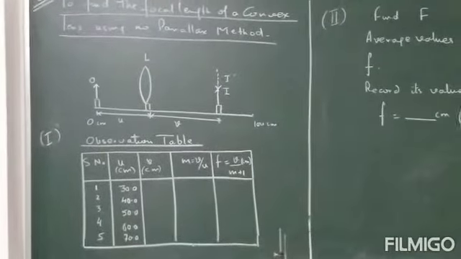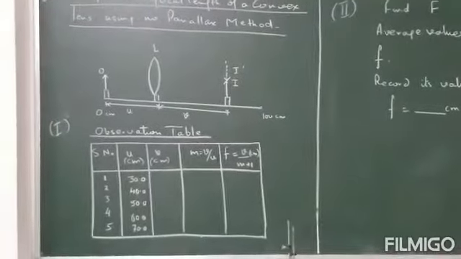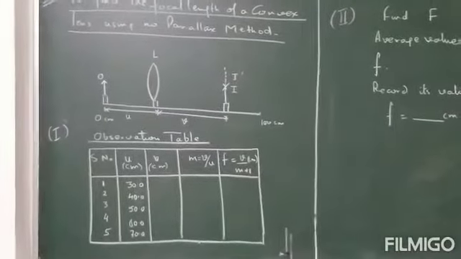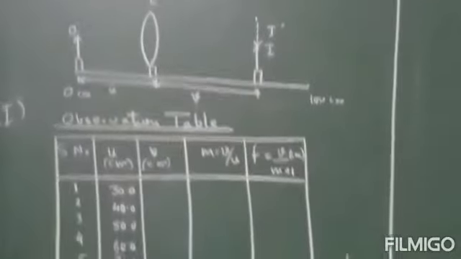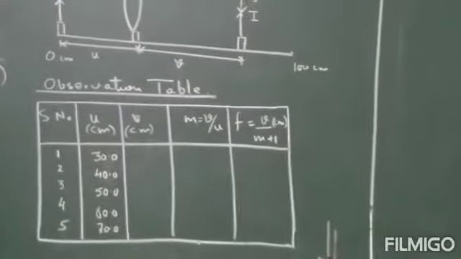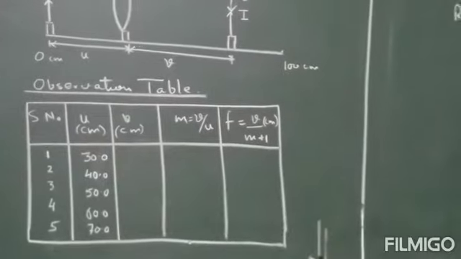Thereafter, you will calculate M, that is V upon U. And then finally, you have to find out the focal length of the convex lens by a formula which is already given, that is F equals V upon M plus 1.